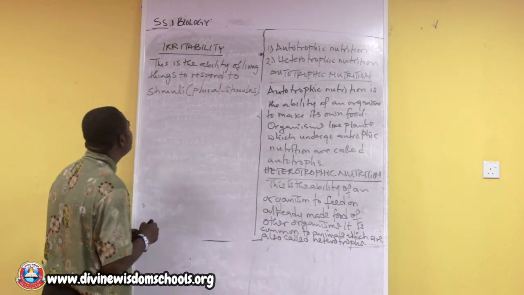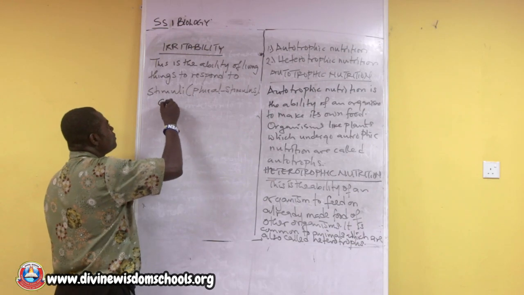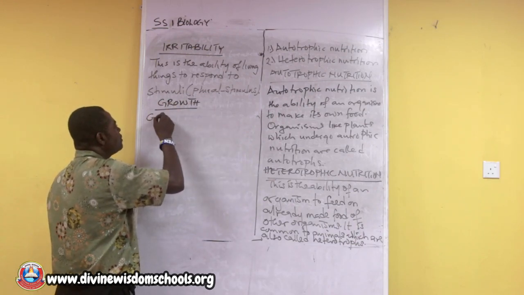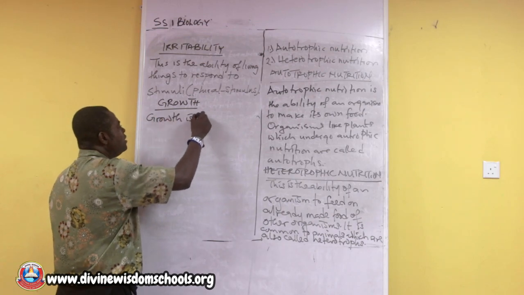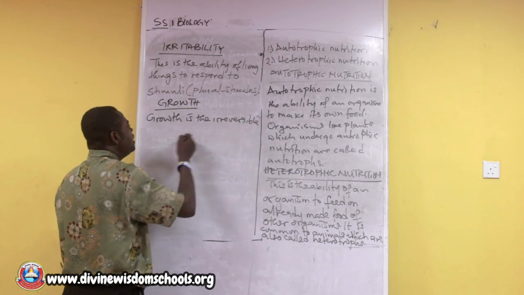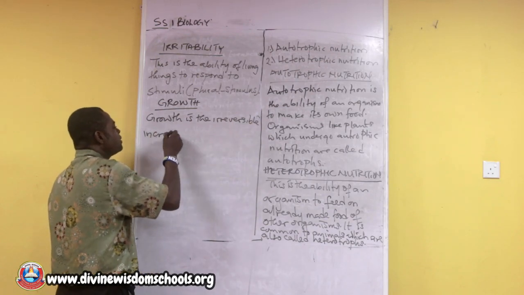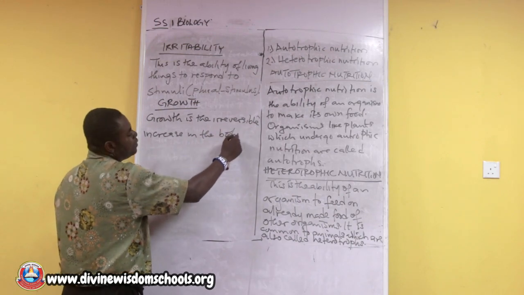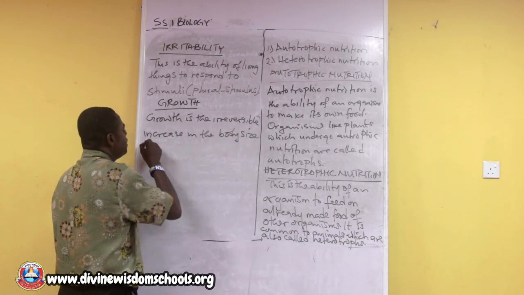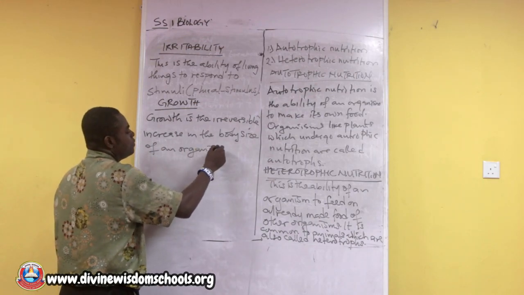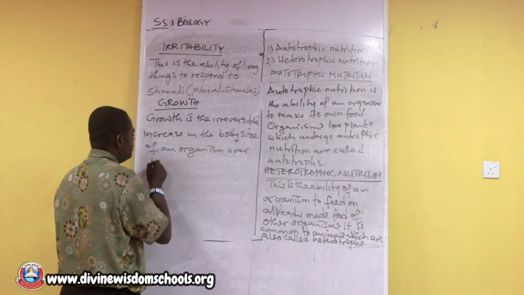So apart from irritability, we have growth. Growth is the irreversible increase in the body size of an organism over time.